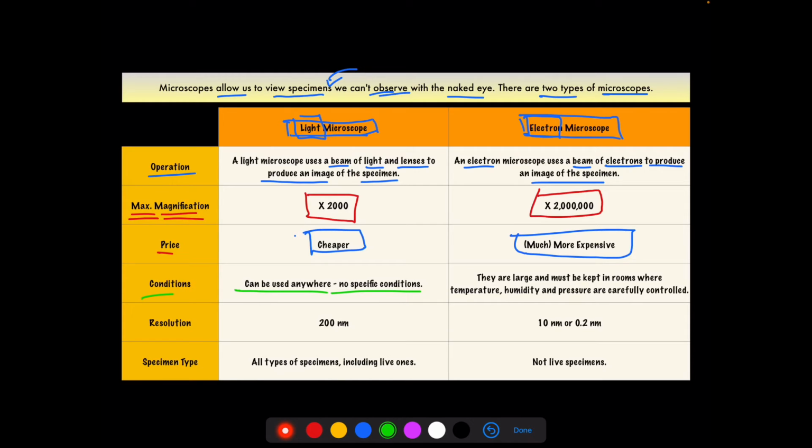It's all good. However, an electron microscope is large. As I said, it's very big, much bigger than a light microscope. It must be kept in rooms where temperature, humidity, and pressure are carefully controlled. So basically, you need very specific conditions for the electron microscope to be working correctly in the way that you want it, right? To get some good results.